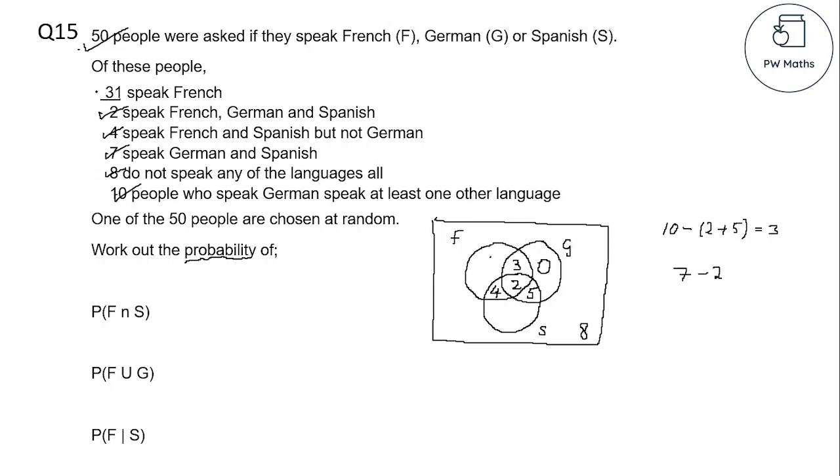Oh, we've got 31 people speaking French. We've not dealt with that. I already know about 3, add 2, add 4 of them. That comes to 9. I know there's supposed to be 31 of them, so 31 minus those 9 means 22 must just speak French. We're doing really well with the question.